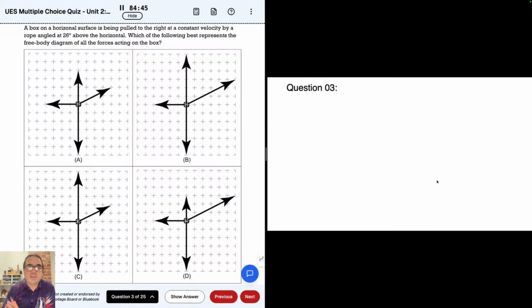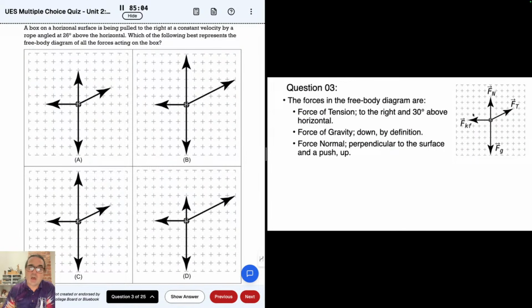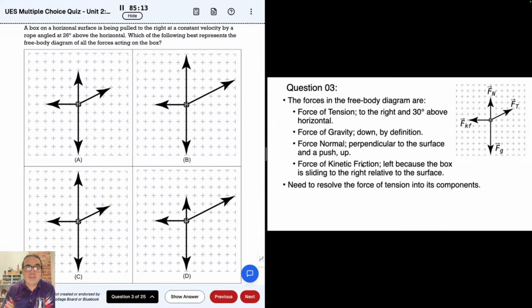But let's just look at this first one just to make sure we understand why the net force adds up to 0 here. So the forces in the free body diagram look like this. The force of tension is to the right and 30 degrees above the horizontal. The force of gravity is straight down by definition. The force normal is up and perpendicular to the surface, so that is going to be straight up. And the force of kinetic friction is to the left because the box is sliding to the right relative to the surface. We need to resolve the force of tension into its components. We don't have any numbers, but we can visualize it. You can see that the force in the y direction is 2 grid spaces up, and the force of tension in the x direction is 4 grid spaces to the right.